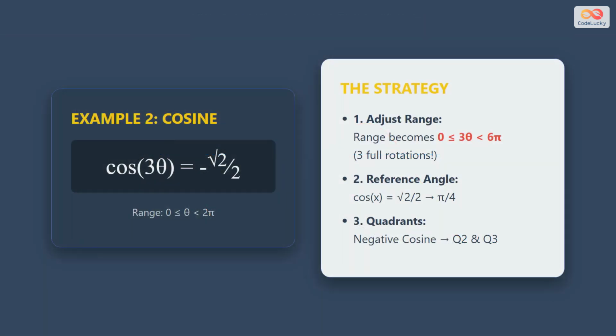Let's try a harder one. Cosine of 3 theta equals negative square root of 2 over 2. Since we have a 3 theta, we must multiply our domain by 3. We will be searching for answers from 0 all the way to 6 pi. That is 3 full rotations around the circle.